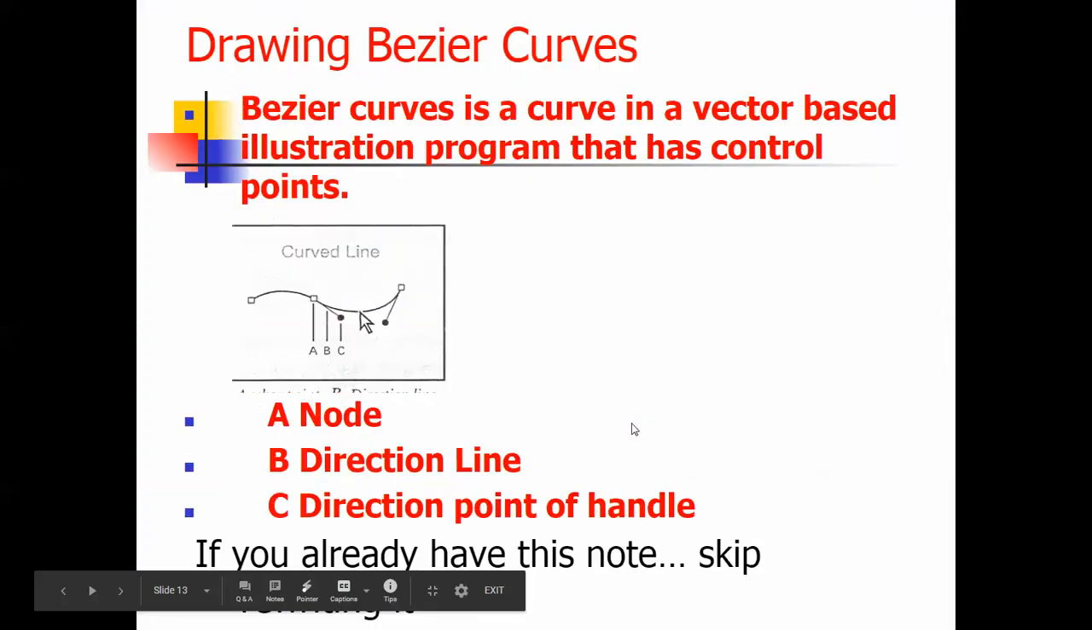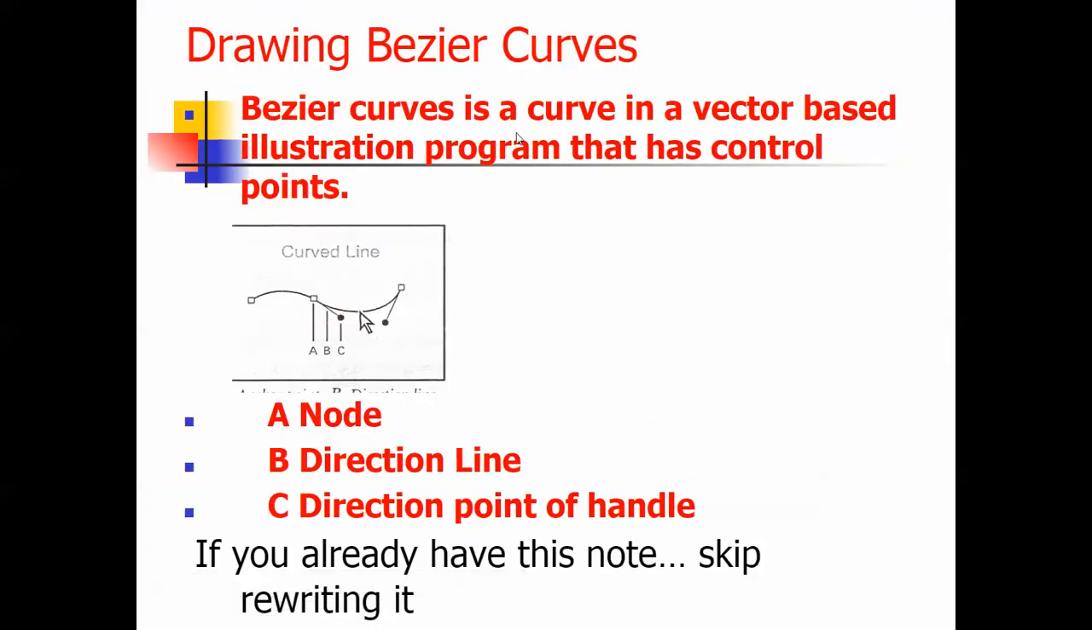Okay. All right. So a Bezier curve is a curve in a vector-based illustration program like Inkscape. Vector-based means it's not using pixels. It's not a picture. It's actually a drawing. The curves are made up of mathematical formulas. It has control points. So it has a node. That's where you start. And then it has this direction line. And then the last thing is a handle. Okay, so write this down in your notes.